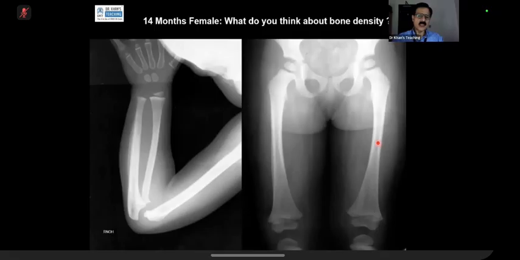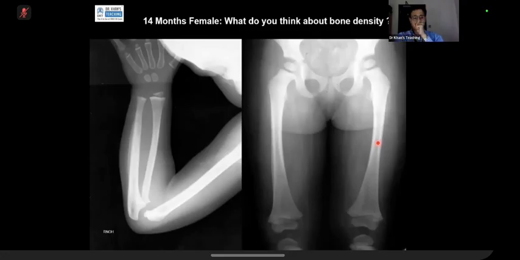What do you think about the bone density, first of all, in this case? Because do you think it is increased or not increased? I think it is increased. Right. So you are right because it is not projecting very well. So I just wanted to confirm that it is increased. So it's a 14-month-old female. The bone density is increased. Any other finding?